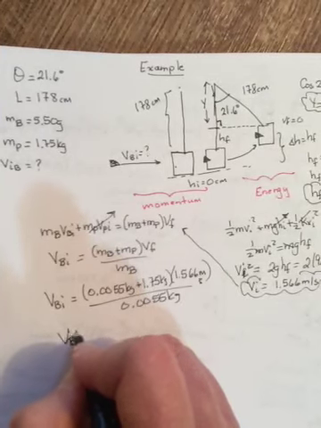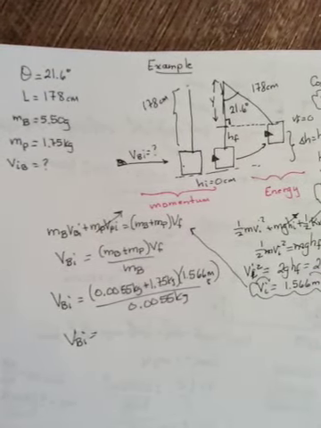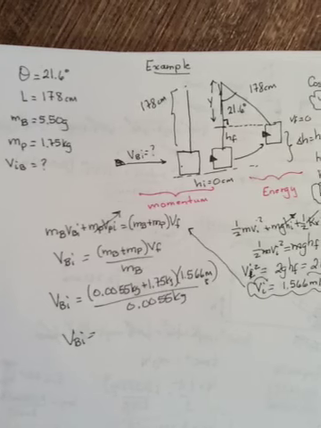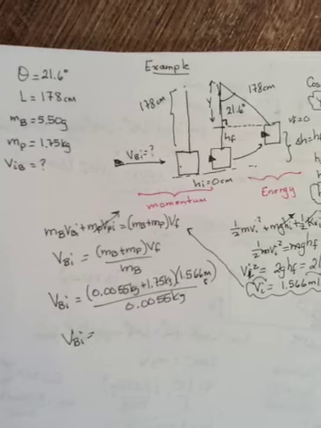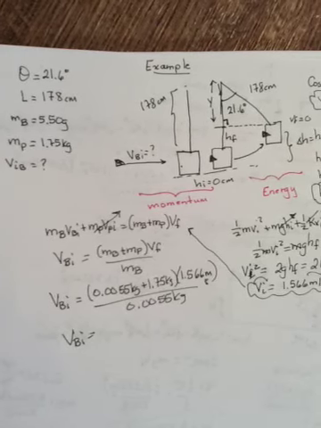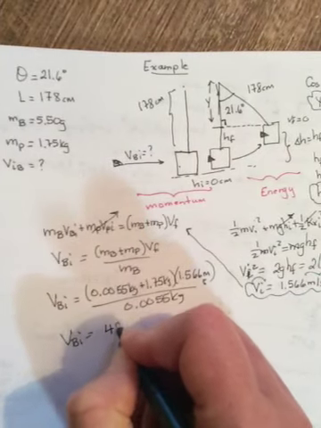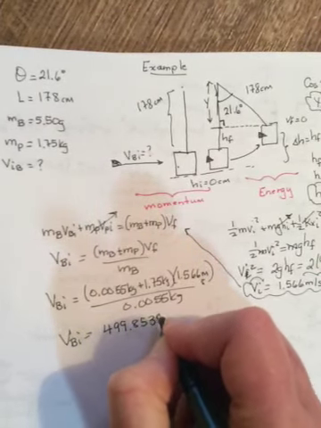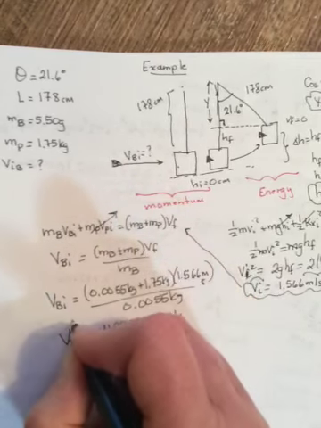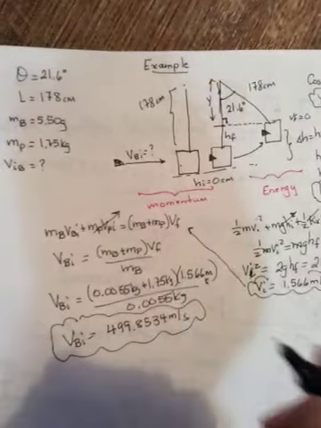V of the bullet initial equals, so times bracket 0.0055 plus 1.75 divided by 0.0055. I get 499. I was aiming for 500. 499.8534 meters per second. Okay, which again is what makes bullets dangerous.